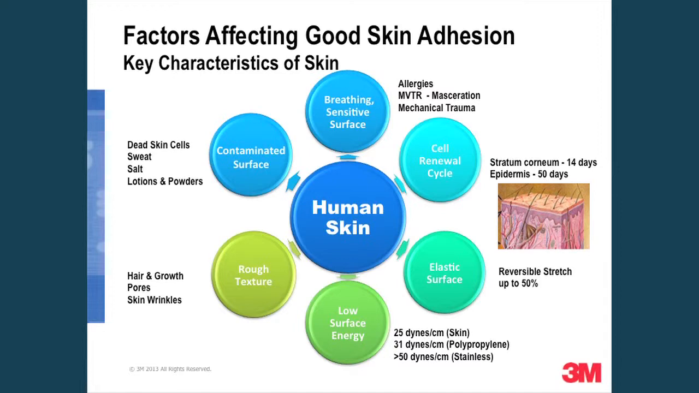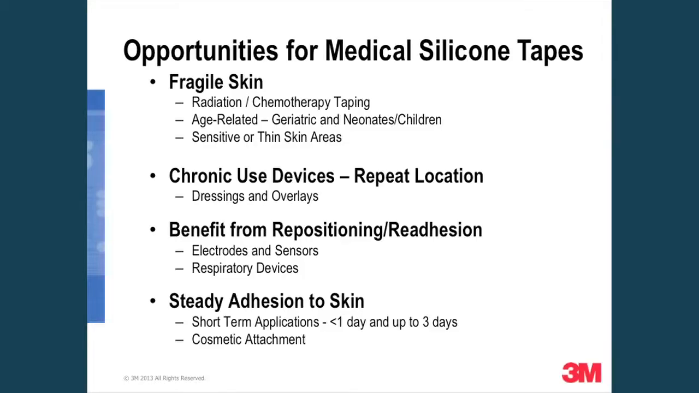And it's also a rough surface. It may not look it when you see it, but when you're trying to stick to that surface, you're dealing with microscopic or sometimes visible wrinkles, crevices, unevenness because of hair, or just the skin itself can be rather uneven. The opportunities for silicone adhesives are with fragile skin.